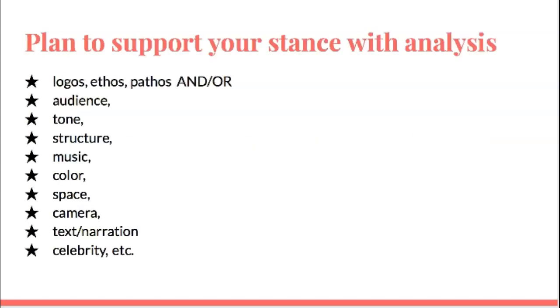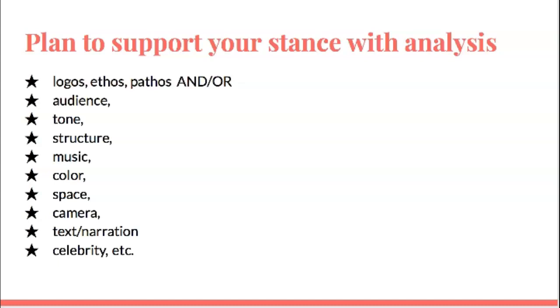So as you watch your video and you're taking your notes, just keep these ideas in mind. You're going to support your argument that it's effective or it's ineffective by looking at these types of things: logos, ethos, and pathos. Or you could do an analysis of who the audience is, what the tone of the video is, how the structure of the piece works, how they use music versus silence, how they use color. This one's really big in a print piece. And space, color and space both are really important in a print ad.